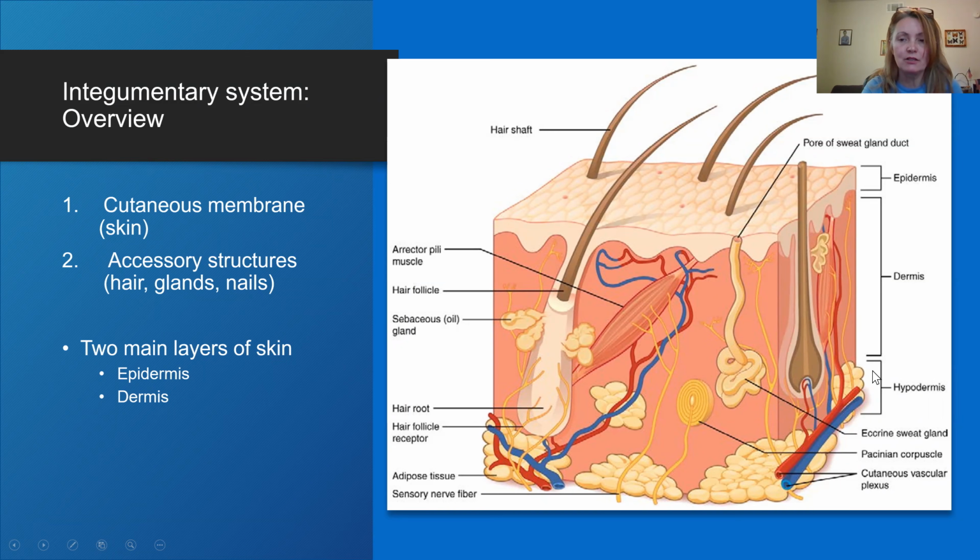There is another layer underneath the dermis called the hypodermis, also called the subcutaneous membrane or superficial fascia. This is not really part of your skin, but the hypodermis shares some functions with the dermis. The hypodermis is a very vascular structure, mostly fat, right? So again, the epidermis and dermis are part of your skin. The hypodermis is not.